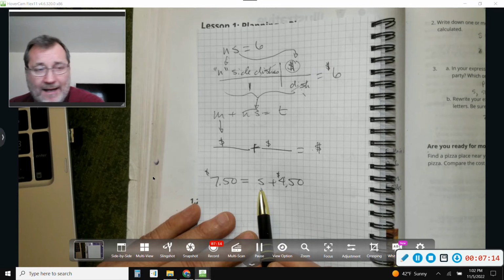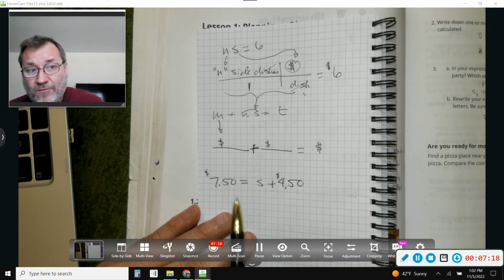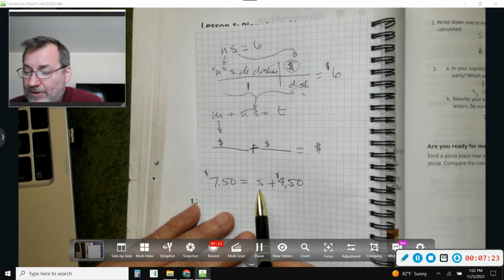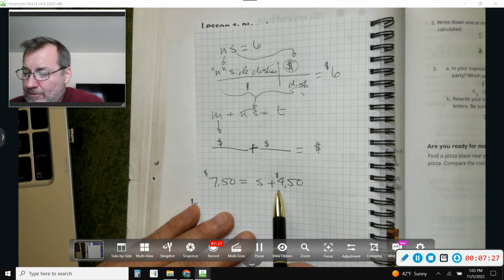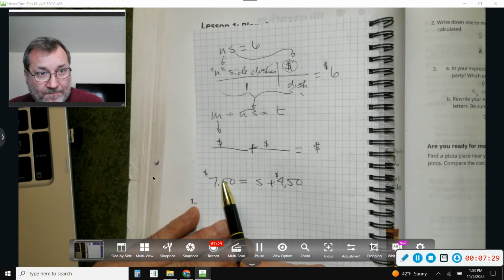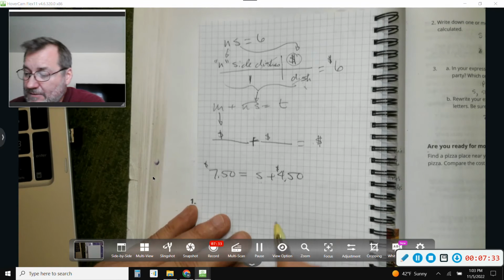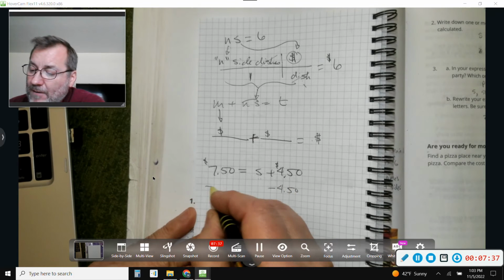So if you want to get S all by itself, which is the goal here, all right, you want to solve the equation for the unknown. That's the unknown. You want to solve for it. How do you do it? Well, you got to get rid of this thing right here, and you want to put it on the other side of the equation. So how do we do this? Well, since it's being added, I need to subtract it. So how do I do that? Well, I go minus 450 and minus 450.